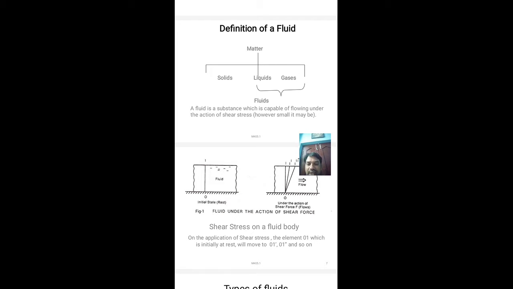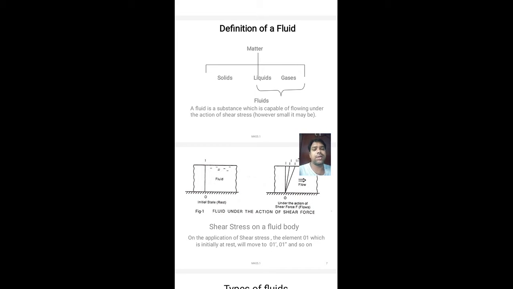A liquid has a fixed volume and forms an interface with the surroundings, whereas gases will occupy the entire container. Gases don't have any fixed volume. They fill up the whole volume of the vessel containing them. So this is the main difference between solids, liquids and gases.